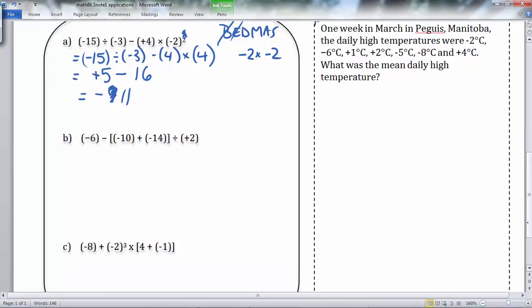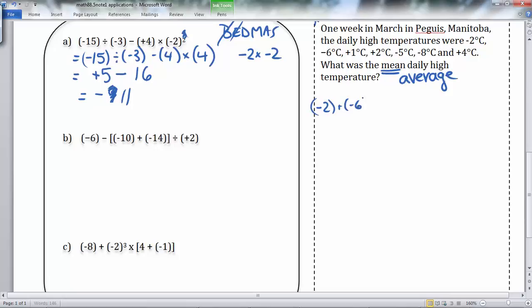All right, welcome back. So this last word problem says one week in March in Pegas, I think is how you call that city in Manitoba, the daily high temperatures were -2, -6, +1, +2, -5, -8, and +4. What is the mean daily temperature? Mean means average. So to find the average, I'm going to add up all those numbers.